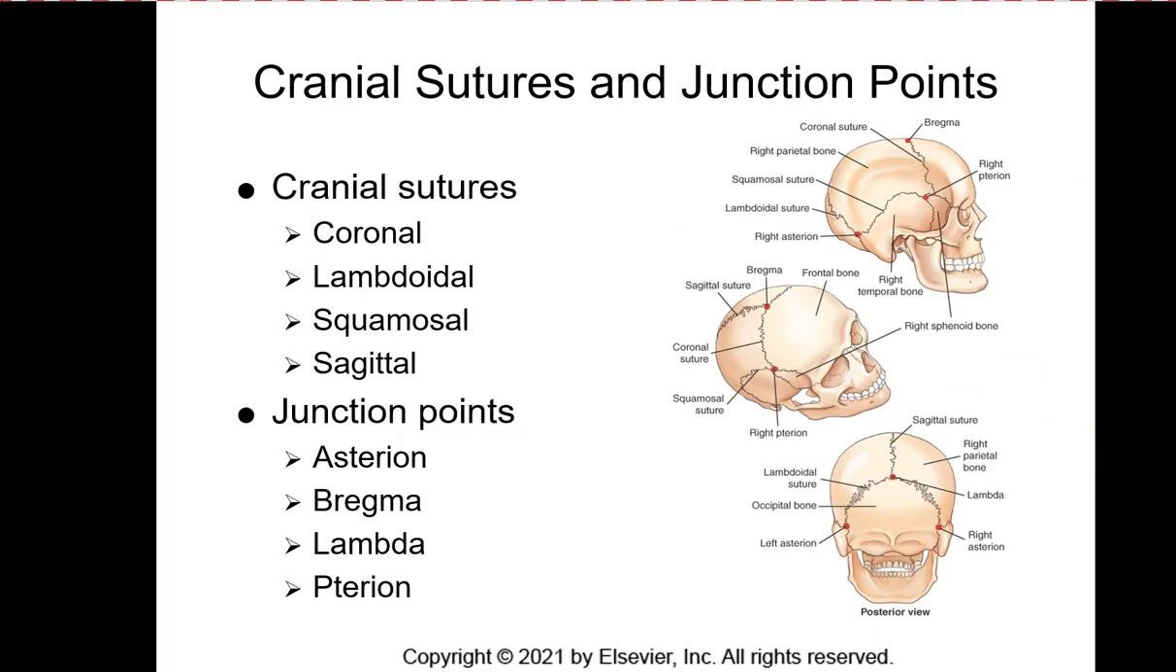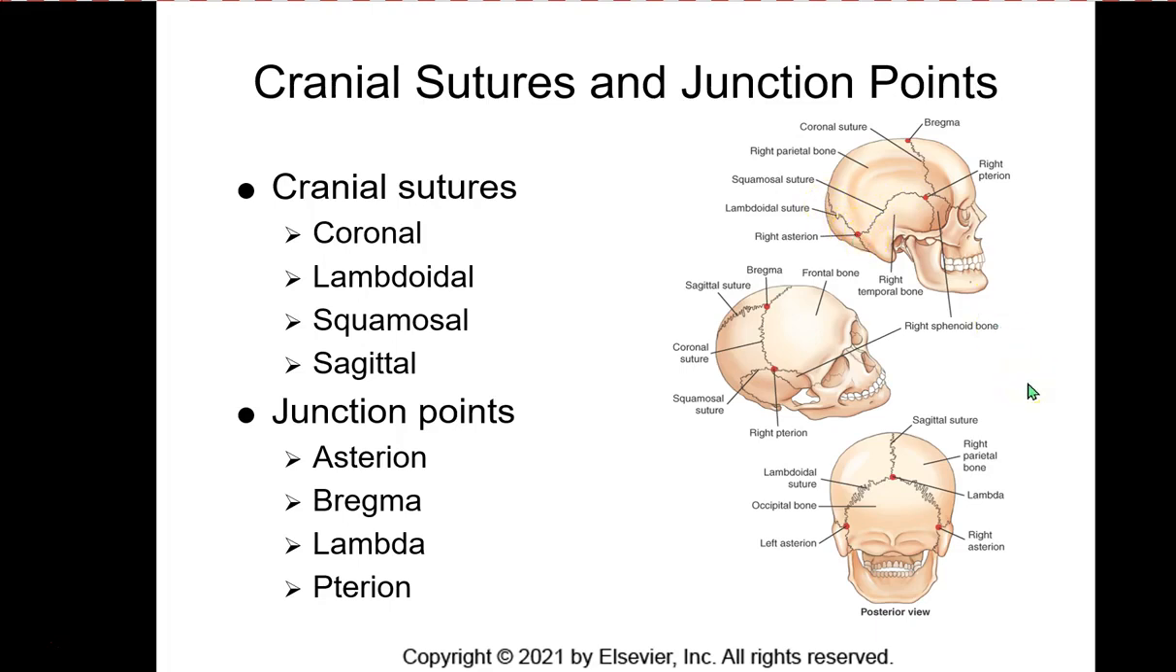Each end of a suture is identified as a point or area with a specific name, of course. The right and left asterions are points posterior to the ear where the squamosal and lambdoidal sutures meet. So you can see the asterions here. You can also see it here. So it's where the squamosal and lambdoidal meet.